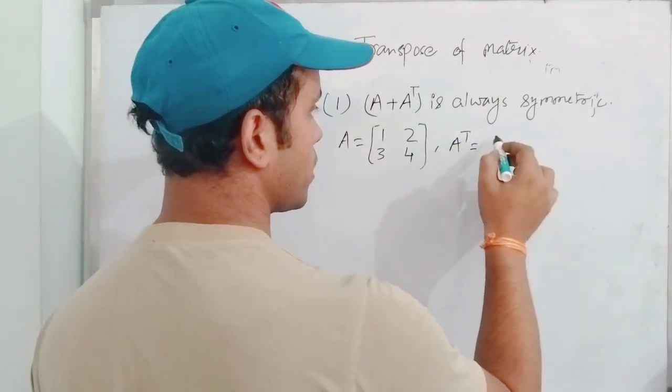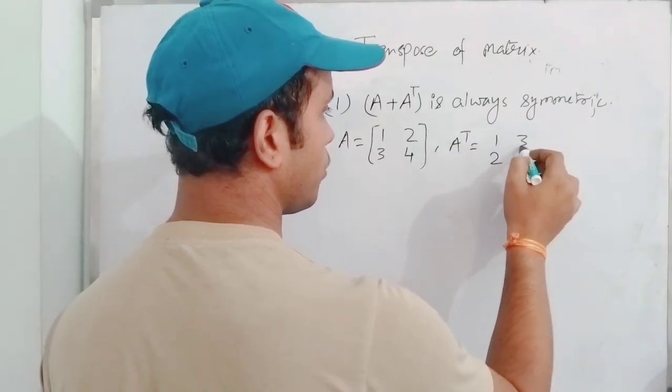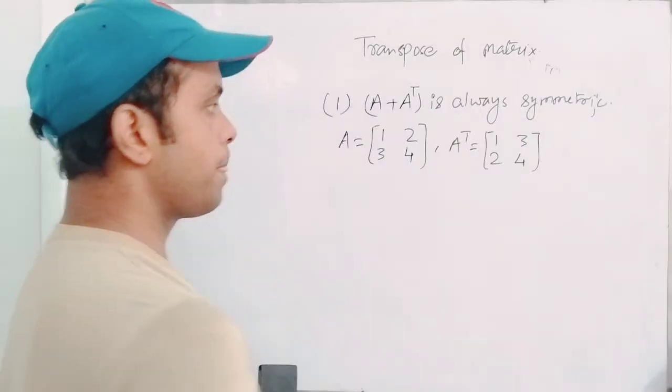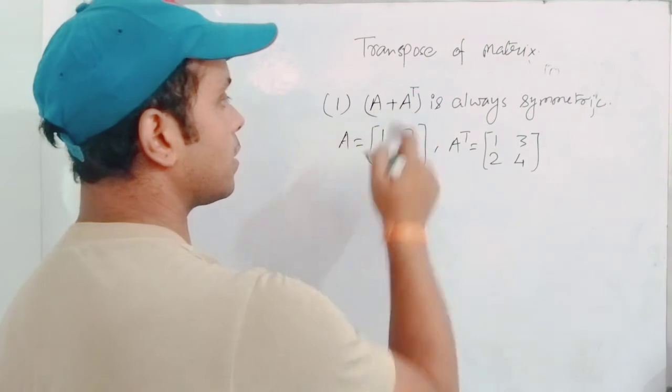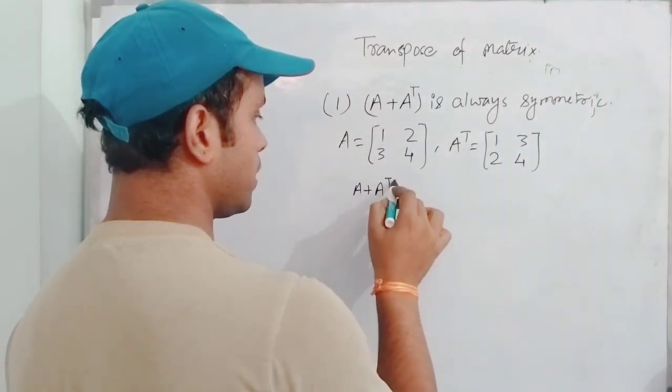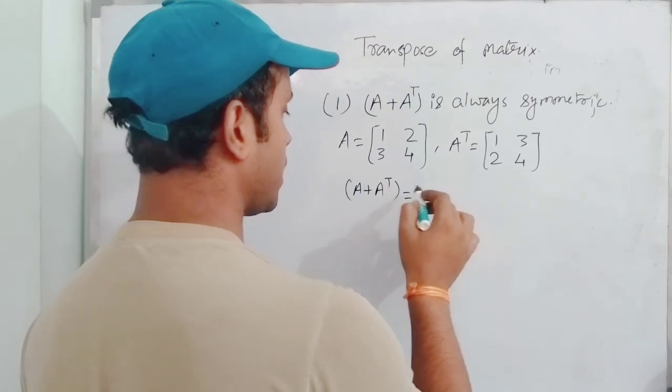What is transpose? Just interchange the rows and columns. Then you obtain 1, 2, 3, 4. Now what to do? Find their sum. If you find their sum, that should be a symmetric matrix. Let's check.